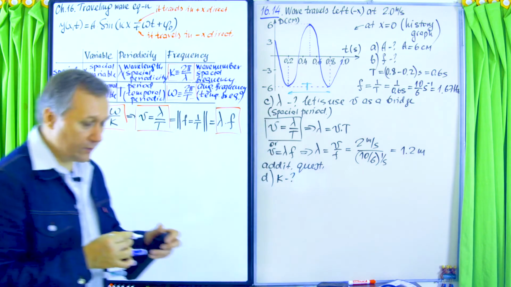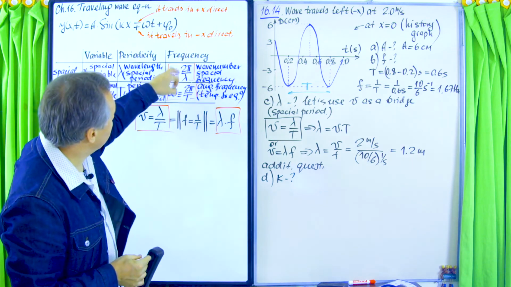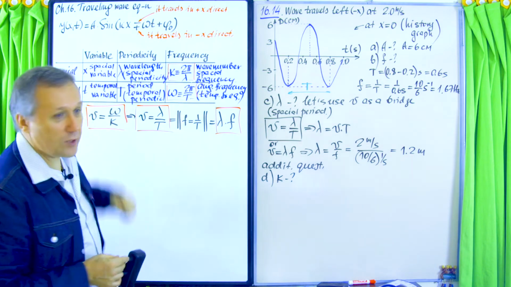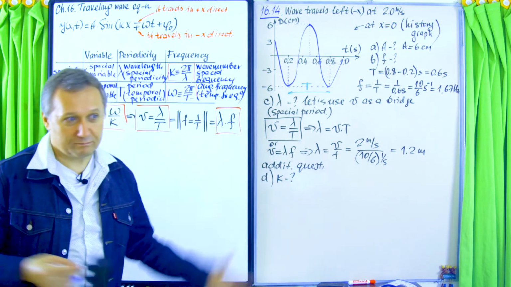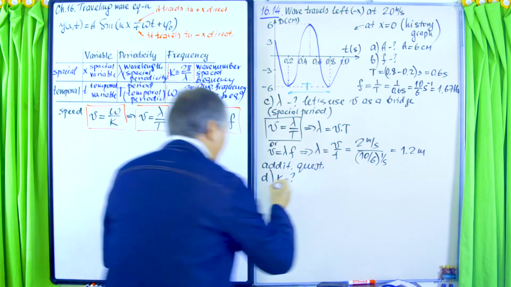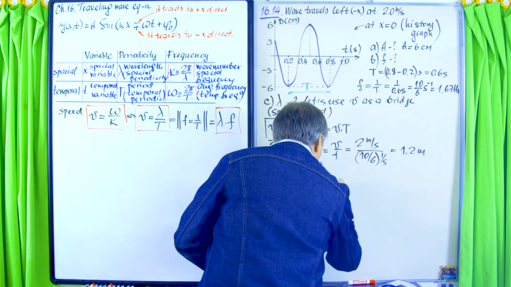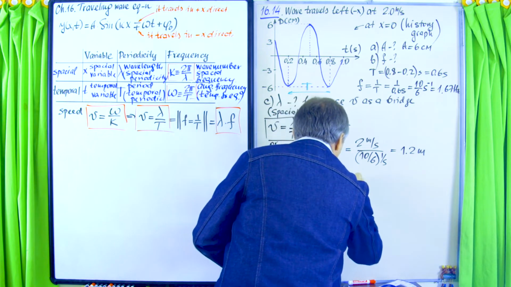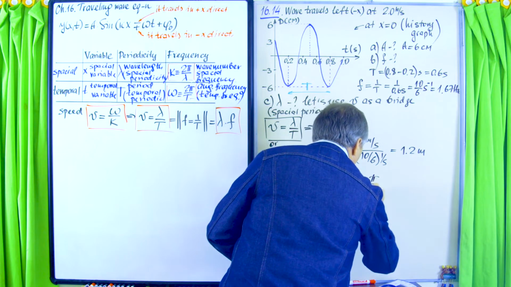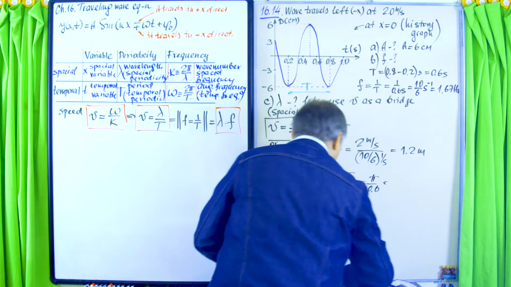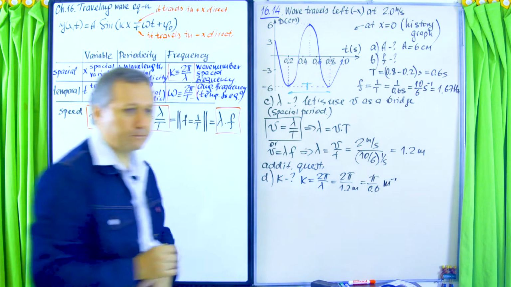You just need to remember the definition. Wave number, it's a spatial frequency, and we introduce it as 2 pi divided by the spatial periodicity, 2 pi divided by lambda. Lambda we just found. Piece of cake. So K equals 2 pi divided by lambda, right? So 2 pi divided by 1.2 meters, so it will be pi over 0.6 meters to the power of -1.